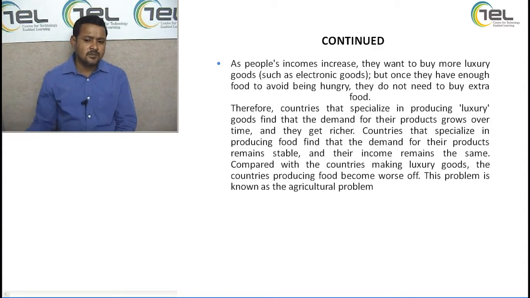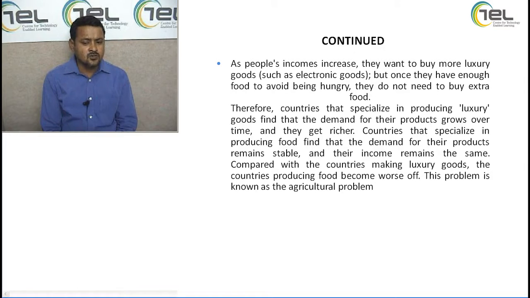As people's income increases, they want to buy more luxury goods such as electronic goods. But once they have enough food to avoid being hungry, they don't need to buy extra food. So whatever surplus commodity they have, they can exchange it for electronics and luxurious items. Therefore, countries that specialize in producing luxurious goods find that demand for their product grows over time and they get richer.